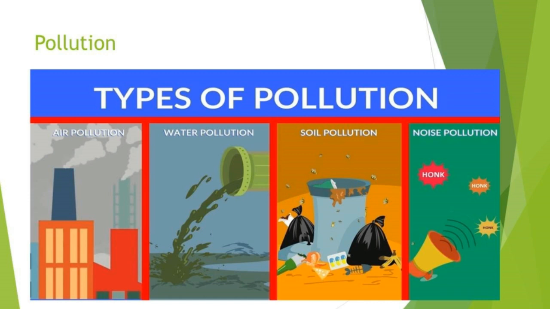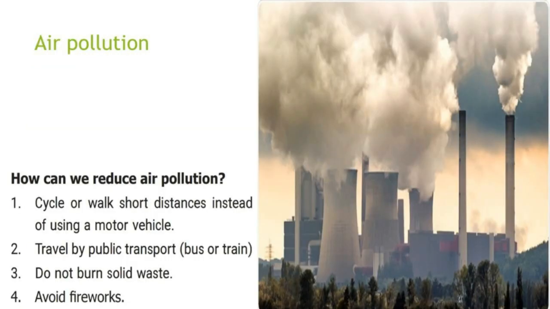So, what are the types of pollution? There are four major kinds of pollution: air pollution, water pollution, land or soil pollution, and noise pollution. Air pollution. Most air pollution is caused by the burning of fossil fuels, for example oil, petrol, coal, and natural gas. These fossil fuels are used in factories, power plants, and motor vehicles.